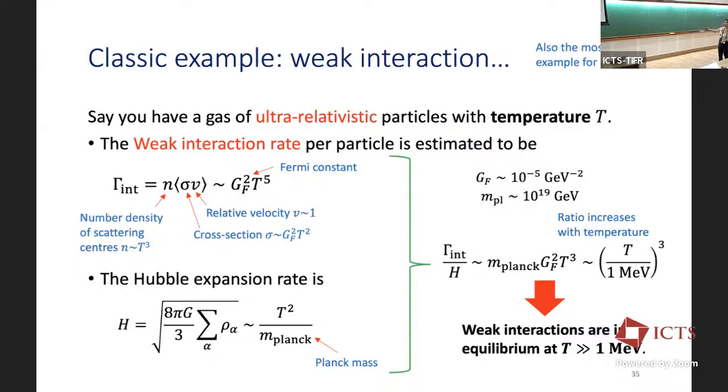Now, next, I form this ratio, gamma int divided by H, and I end up with this thing. And numerically, this turns out to be about (T divided by 1 MeV) raised to power 3. Okay, so clearly, what this tells me is that this ratio, gamma divided by H, increases with temperature. So the conclusion I can draw from this simple exercise is that weak interactions are in a state of thermal equilibrium if I am looking at temperatures way above 1 MeV. And conversely, if I look at temperatures way below 1 MeV, then this ratio here will be tiny, in which case my weak interactions are not very effective at keeping things in a state of equilibrium.